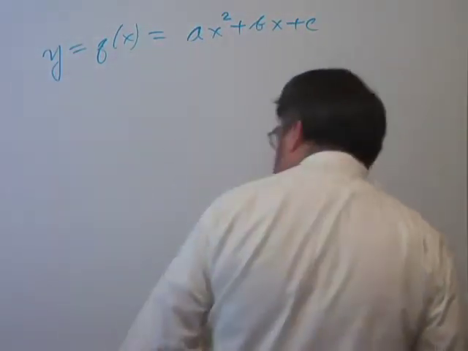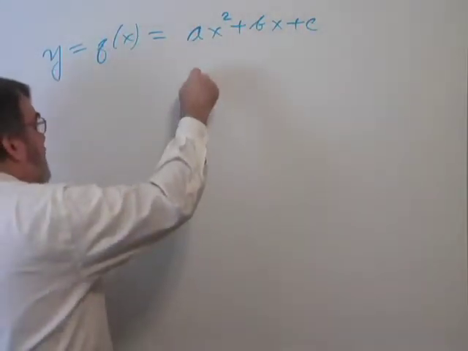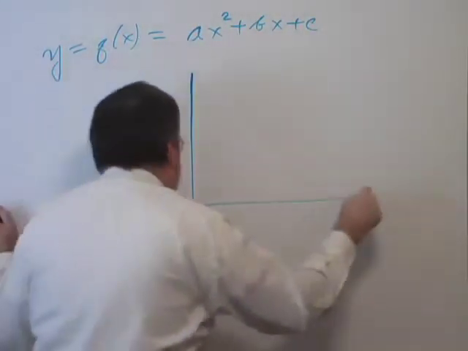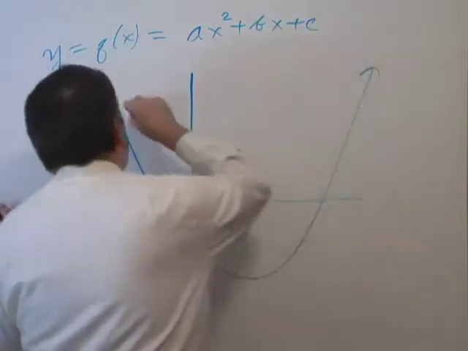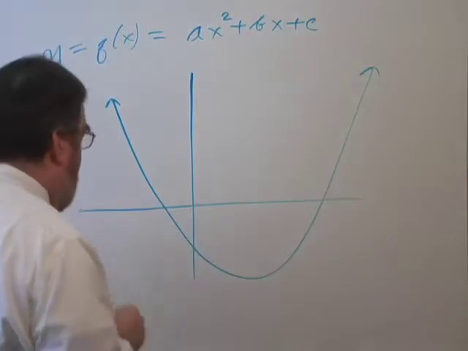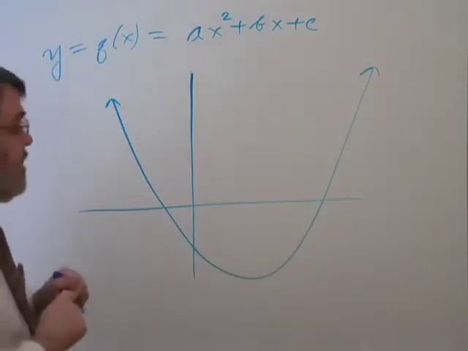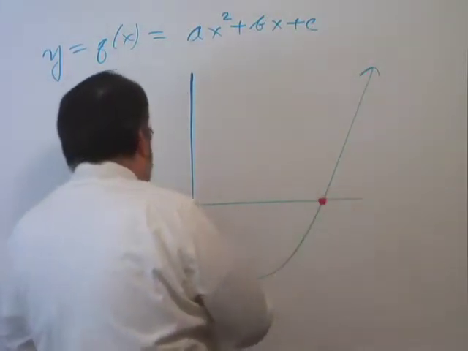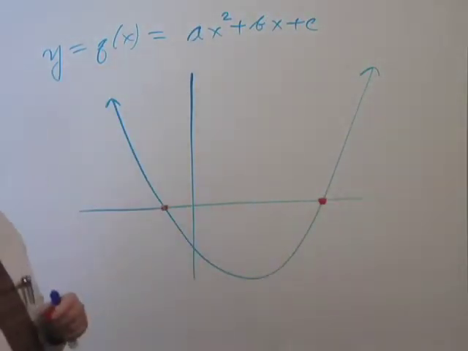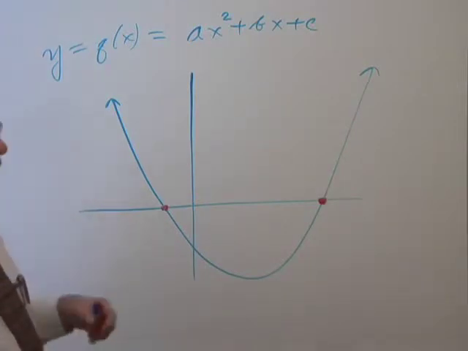Suppose my function looked like this, and so it comes down, goes back up, and it's the way I've written this one. It crosses the x-axis in two places, here and here. Now we're going to call those the roots of the equation, and later on they're the x-intercepts.